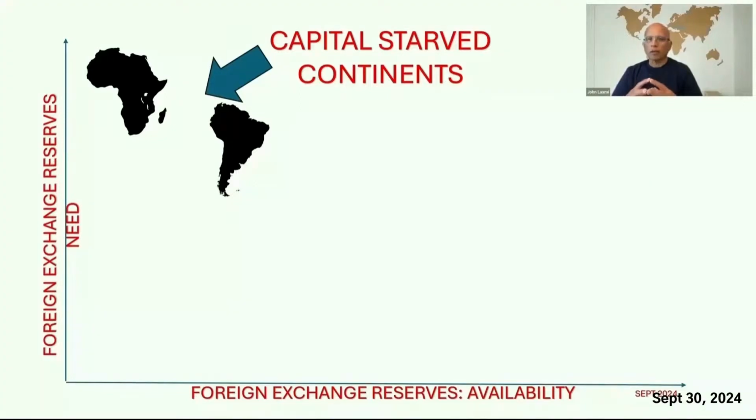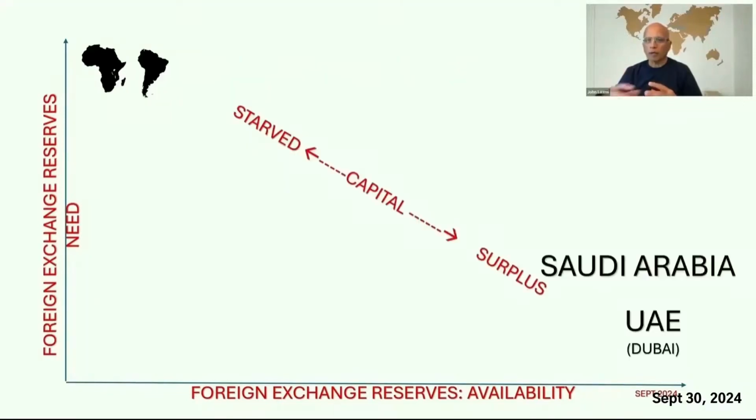Now, contrast it with the bottom right-hand corner of this chart, where we're going to be showing a few countries which have surplus capital. We're going to explain why they have so much capital and they don't even need so much capital. You have countries like Saudi Arabia, Dubai, United Arab Emirates, and some of the Middle East countries which export a lot of oil and gas, and so forth.